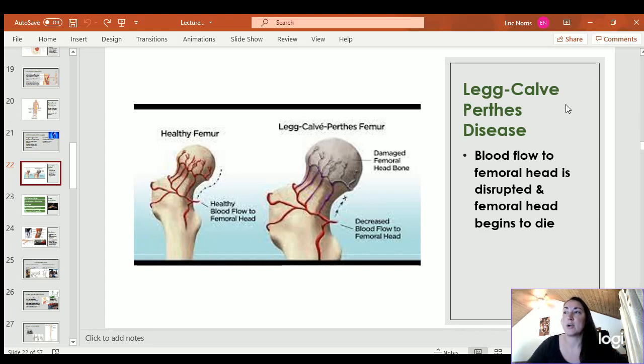And that's just where the blood flow to the femoral head has been disrupted. It's either been broken or blocked somehow, and the femoral head actually begins to disintegrate and die. And so that is painful, very painful, and decreases function and all that. That's called Legg-Calvé-Perthes disease.